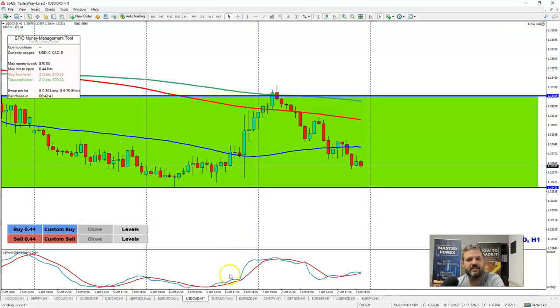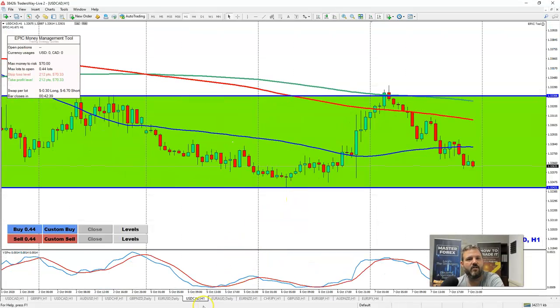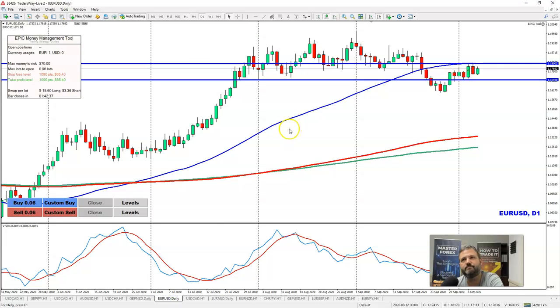Okay, so let's look at some more of these patterns now. I just want to keep hammering them away. Let's take a look at the euro dollar. All right, the euro dollar. So we can draw our levels in. And right now, we're currently in a range on the euro dollar.